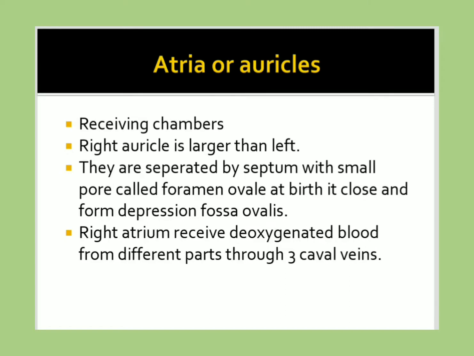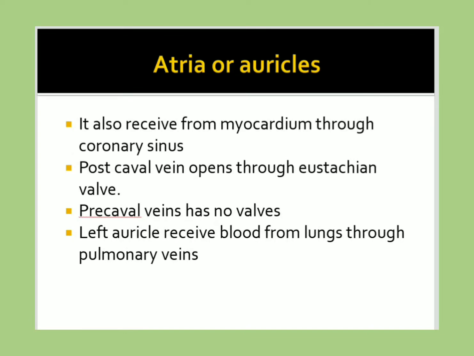The right auricle is larger than the left auricle, and the two are separated by a septum with a small pore called the foramen ovale at birth. Actually at birth it closes and forms a depression called the fossa ovalis. The right atrium receives deoxygenated blood, and it also receives blood from the myocardium through the coronary sinus.